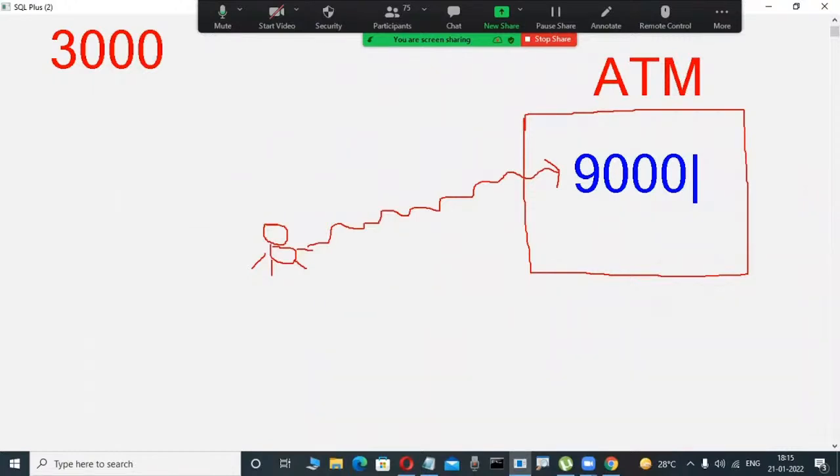Now as I try to withdraw 9,000 rupees, am I getting 9,000 rupees? No. Here my balance is 3,000, but how can I get it? Okay, so 9,000 rupees is impossible. In this case, it will give a message.